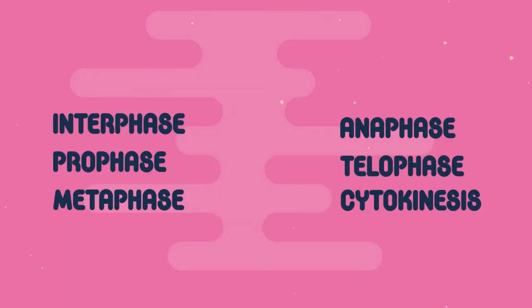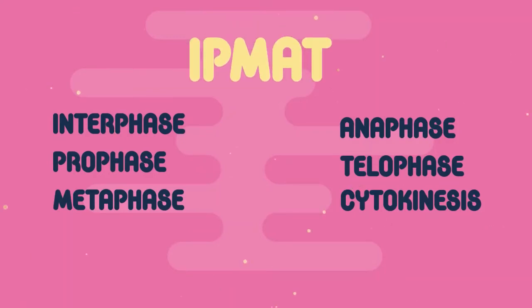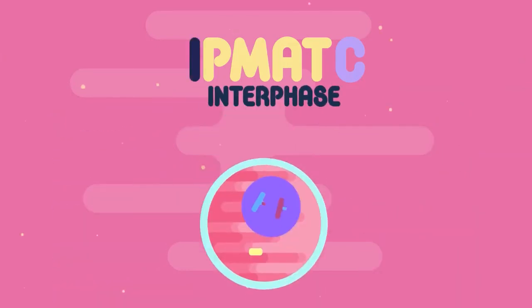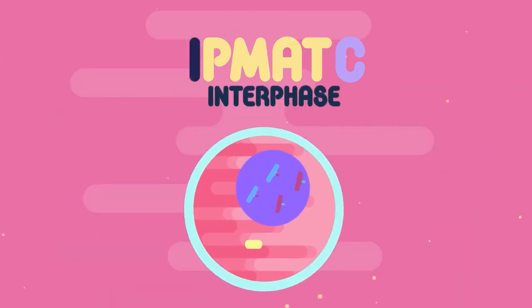To this day, I just remember IPMAT to remember which order the stages go in. Then just tag cytokinesis onto the end. Interphase: the chromosomes duplicate and become two identical chromatids, joined at the centromere. So in humans, it has gone from the original 46 to 92.